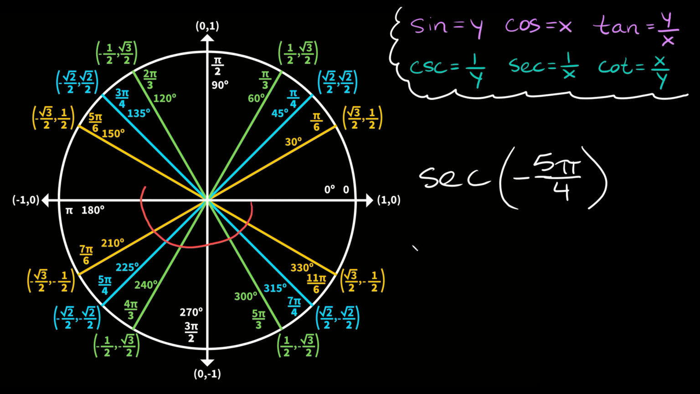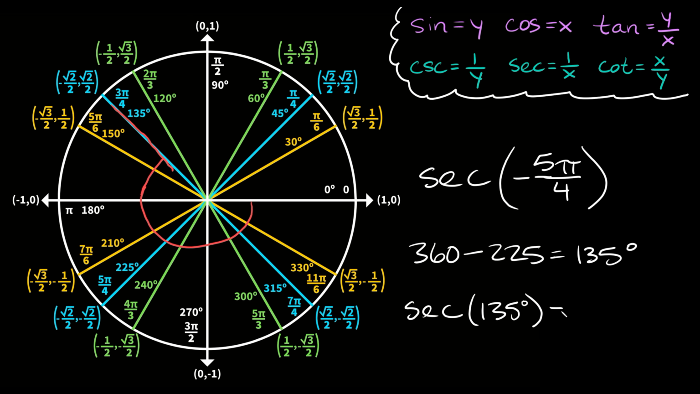So if you want to work that out, you could simply do 360 minus 225, and that's equal to 135 degrees. All right, so 135 degrees is right here. Okay, so we can simplify this. We can say the secant of, instead of negative 5 pi over 4, we could simply say 135 degrees, right? And again, to find secant, you simply set that equal to 1 over the x-coordinate. The x-coordinate in this case is negative root 2 over 2, right? So we're going to divide this by negative root 2 over 2.